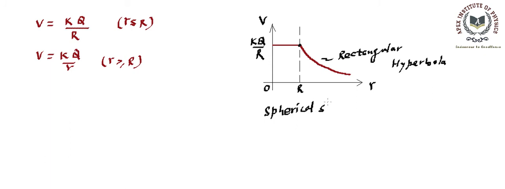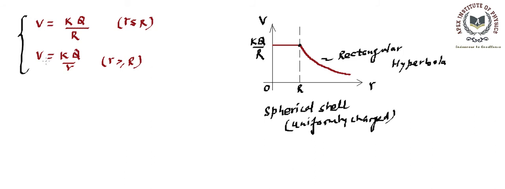Spherical shell. This is quite important from an exam point of view. It is often seen in the examinations. So we need to remember this is for a spherical shell, that too which is uniformly charged, and of course non-conducting. In conductors we will deal with them separately. So these are the formulas for potential, and this is a graphical representation.